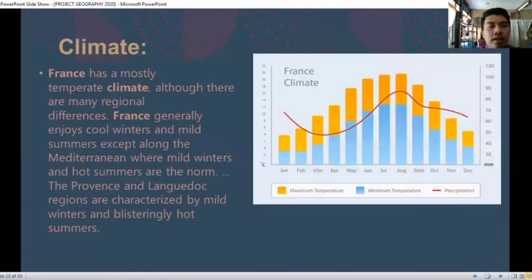Next, climate. France has a mostly temperate climate, although there are many regional differences. France generally enjoys cool winters and mild summers, except along the Mediterranean, where mild winters and hot summers are the norm. The Provence and Languedoc regions are characterized by mild winters and blisteringly hot summers.